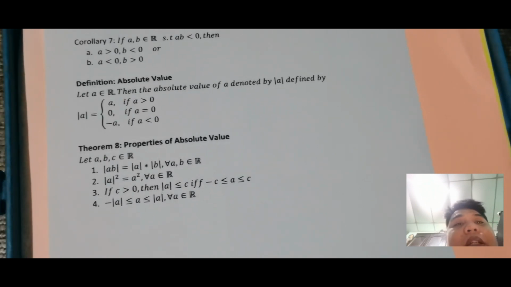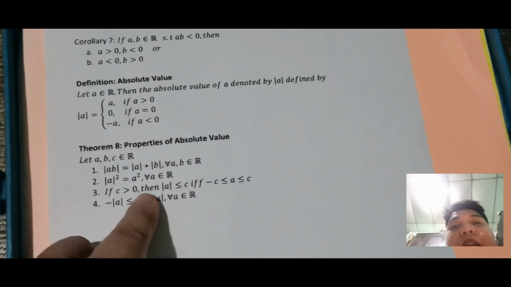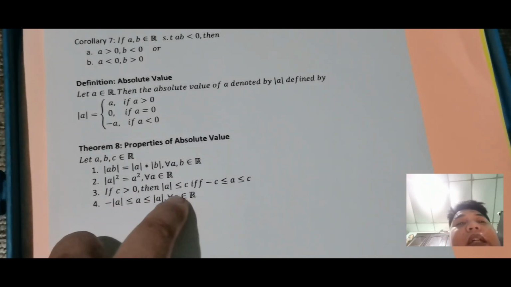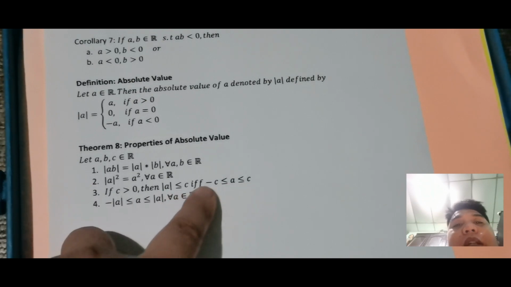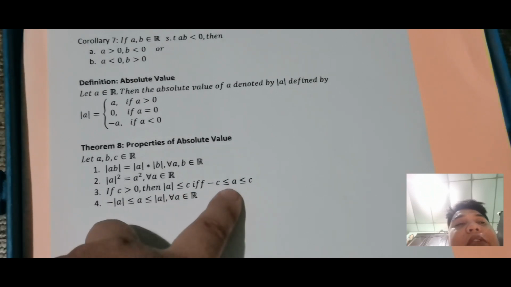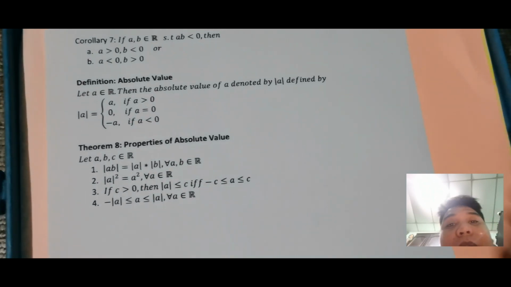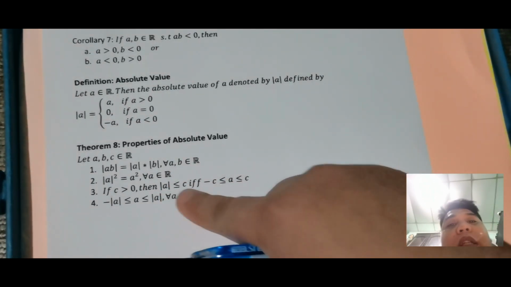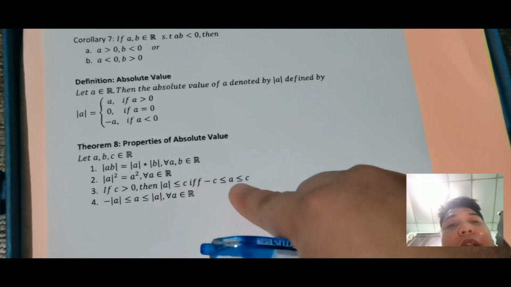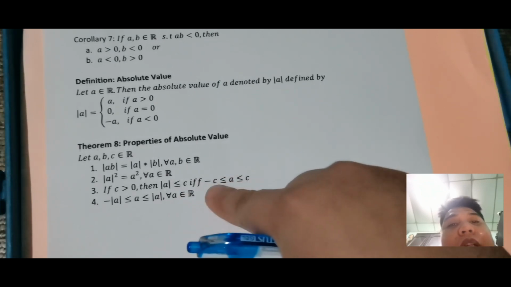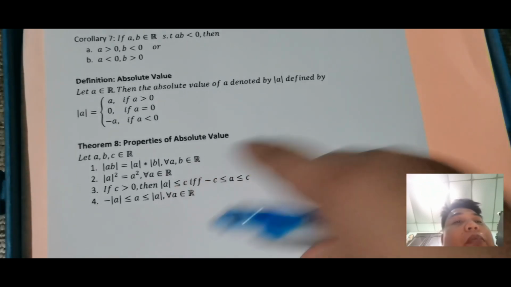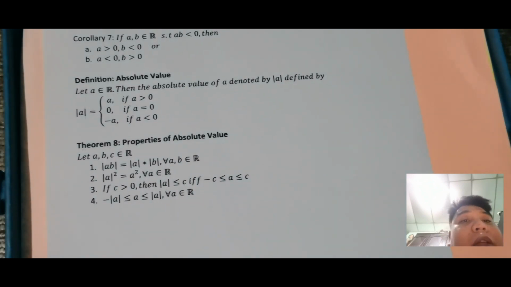So, if C is greater than 0, then, so again, if C is greater than 0, then, yung absolute value of A is less than or equal to C if and only if negative C is less than or equal to A, less than or equal to C. So, ang gusto lang niya makita, pag nakita mo yung absolute value of A is less than or equal to C, ito yung pwede kong gawin. Or, pag nakita mo yung ganitong form, pwede mong gawin ganun form. Okay, so mamaya, ipapakita ko paano gamitin yan.